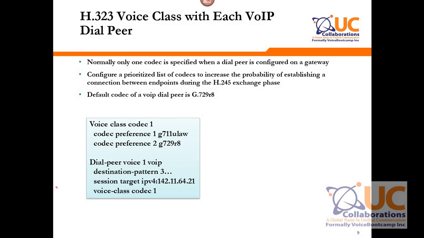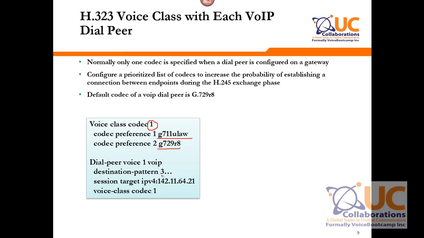Now, we may want to create a voice class with codec. A single dial peer allows only one codec at a time. So if you have a requirement where multiple codecs should be offered in order to ensure that all the codecs are supported, we must create a voice class with a list of codecs and associate that voice class to the dial peer. So here's our example. We have a voice class codec 1, codec preference. First preference is G711, second preference is G729r8, and we're going to apply this codec to this dial peer.